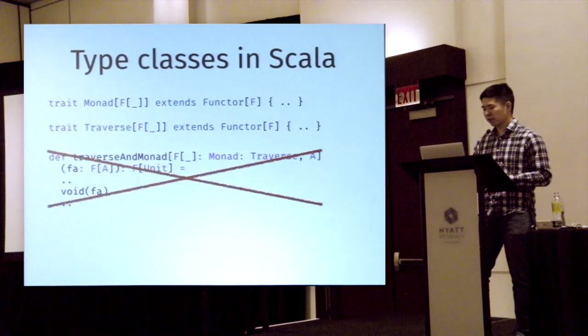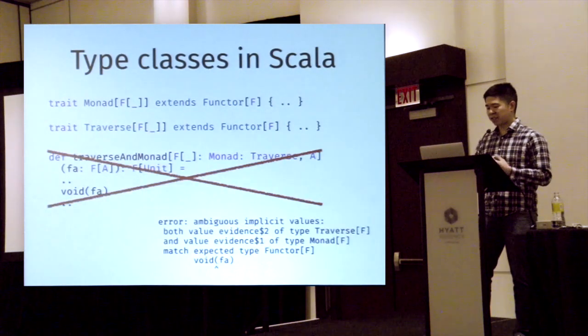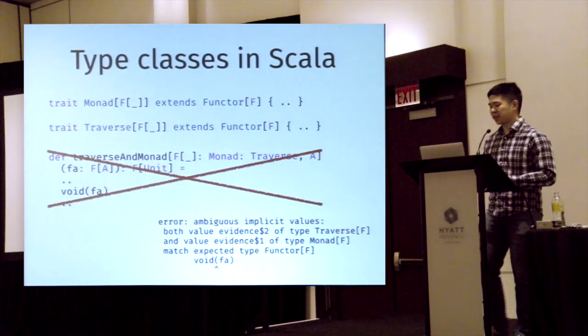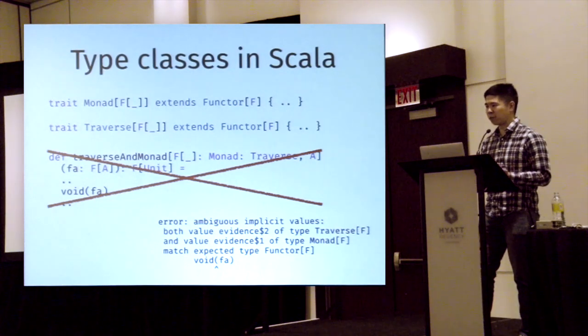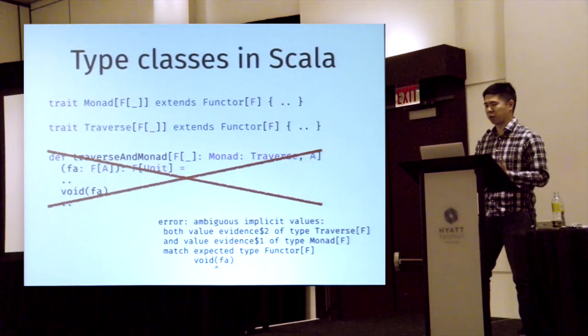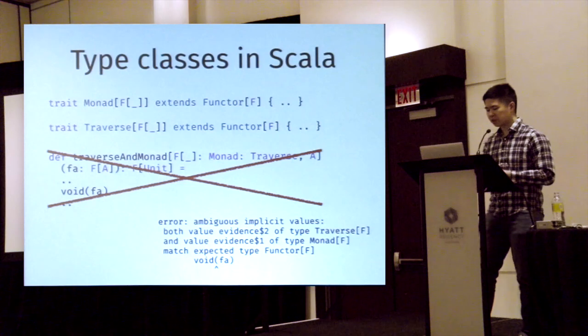It turns out this doesn't work because we now have this additional traverse constraint. And when void goes to look for a functor in the context, it'll get one through monad like before, but it also now has a valid one through traverse. And in the system of implicits, it doesn't know that these two are compatible or equivalent in some sense. So instead of picking one arbitrarily, it's just going to throw up and say, I don't know which one to pick, ambiguous implicits error.